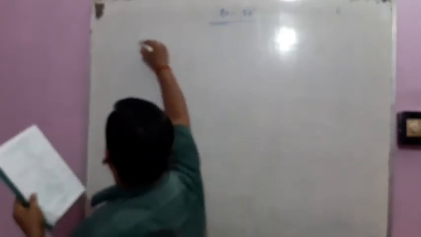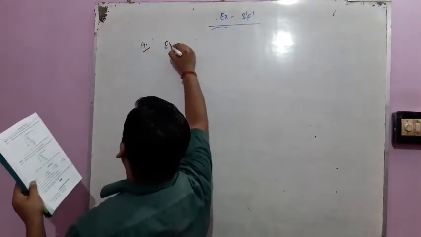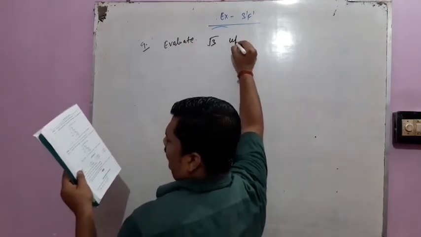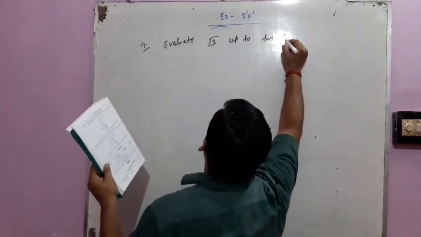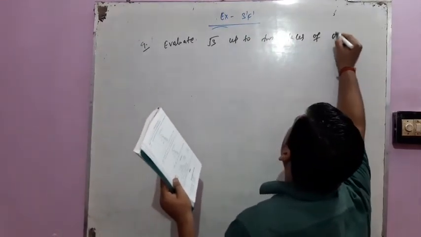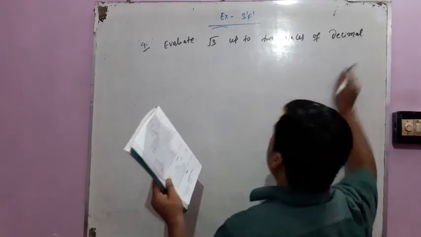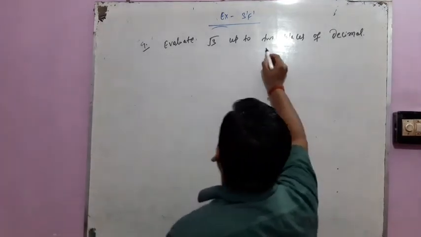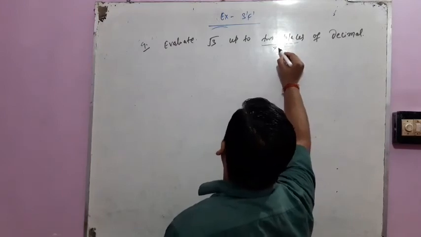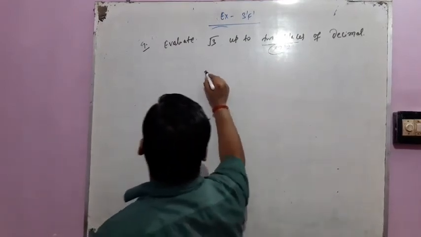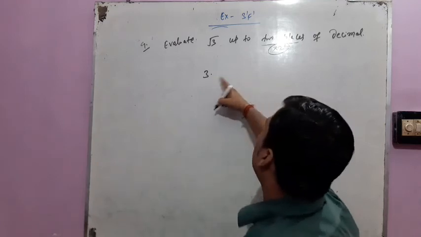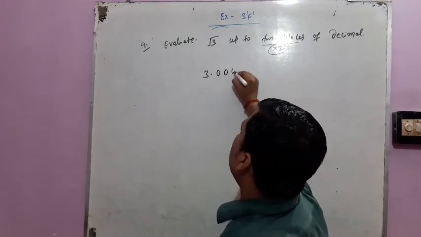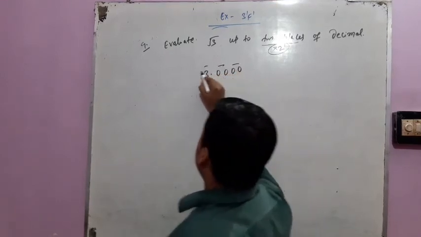In question number 9, student, it is given here: evaluate root 3 up to 2 places of decimal. Only the 2 places are given here. What is the twice of 2? The twice of 2 is 4. So here there is no digit after the decimal. So we have to mark 4 digits. Therefore we have to give 4 zeros from our side after the decimal. And now making pairs like that.